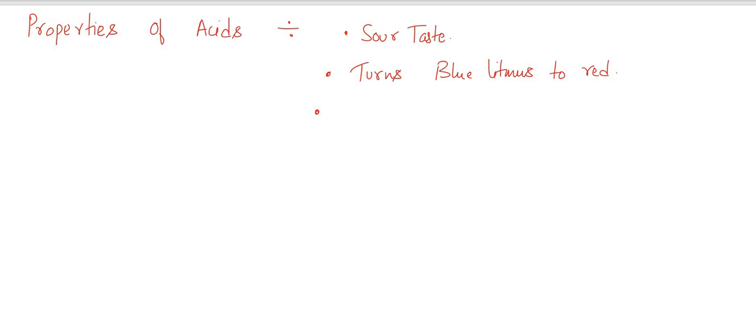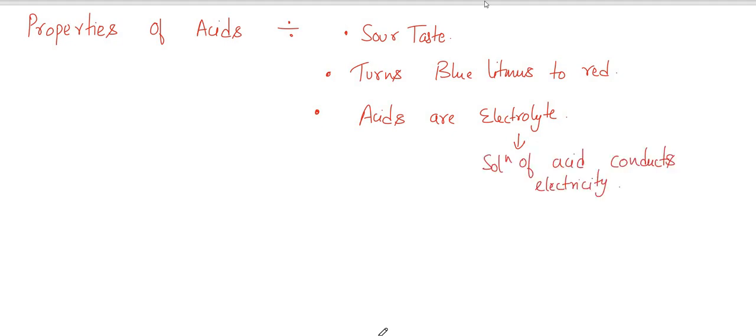And you know, since there is presence of H plus ion and some negative ions in acid, it's a good conductor of electricity. Acids are electrolyte. Electrolyte means their solution will conduct electricity due to the presence of H plus ion. Since writing annotation will take time, that's why I am pausing video and writing these things. So acids are electrolyte, means the solution of acid conducts electricity.